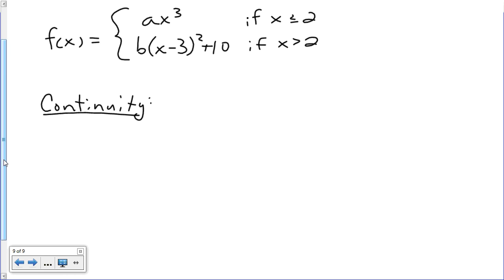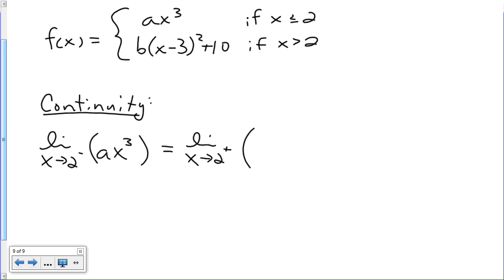And that's what the hint they gave you there. It says use one-sided limit. So that's exactly what we're going to do here. It's the limit as x goes to 2 from the left side, which would be values of x that are less than 2. So that's the ax cubed function. We have to force that to be equal to the limit as x goes to 2 from the right side.